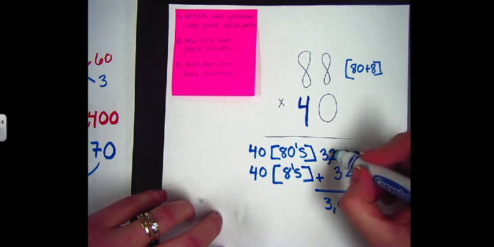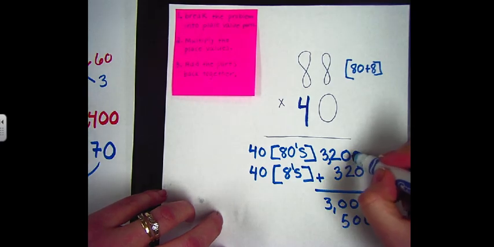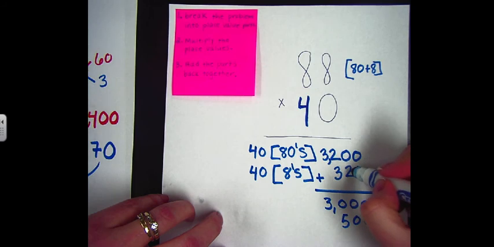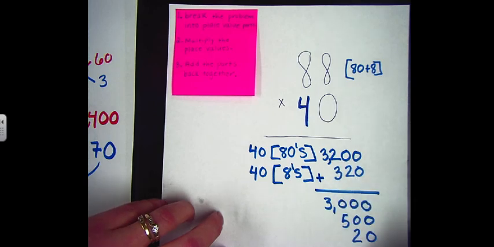This isn't tens. This is hundreds. So I have 200 and 300, which makes 500. Now I'm going to go to my tens. 0 tens and 2 tens is 20. And finally, my ones, I have 0.